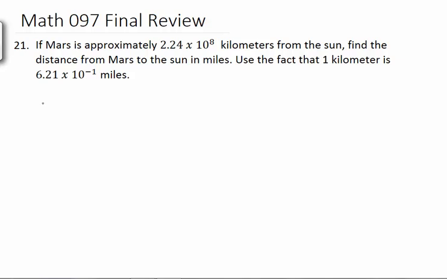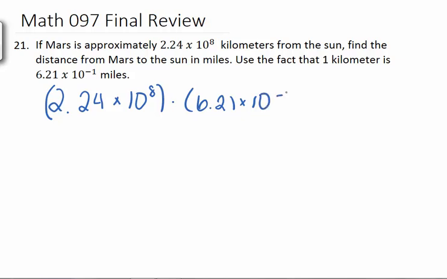Number 21. If Mars is approximately 2.24 times 10 to the 8th kilometers from the Sun, we want to find the distance from Mars to the Sun in miles. We're going to use the fact that 1 kilometer is 6.21 times 10 to the negative 1 miles. So when we want to do this type of conversion, we're just going to multiply 2.24 times 10 to the 8th all times 6.21 times 10 to the minus 1.